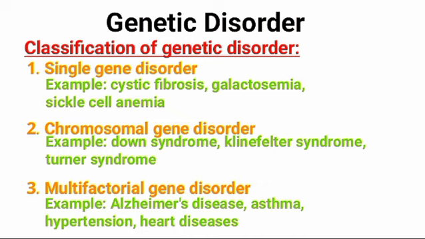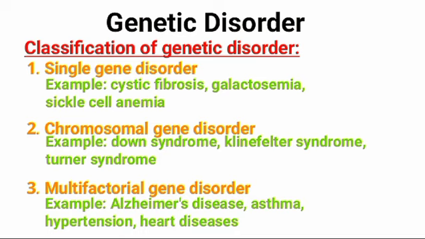In chromosomal gene disorders, entire chromosomes or large segments of them are missing, duplicated, or otherwise altered. It can be organized into two basic groups. Number 1, numerical abnormalities, which is when an individual is missing a chromosome from a pair, which is called monosomy, or has more than two chromosomes of a pair, which is called trisomy. And the second type is structural abnormalities, when the chromosome's structure is altered. Some examples of chromosomal gene disorders are Down syndrome, Klinefelter syndrome, and Turner syndrome.